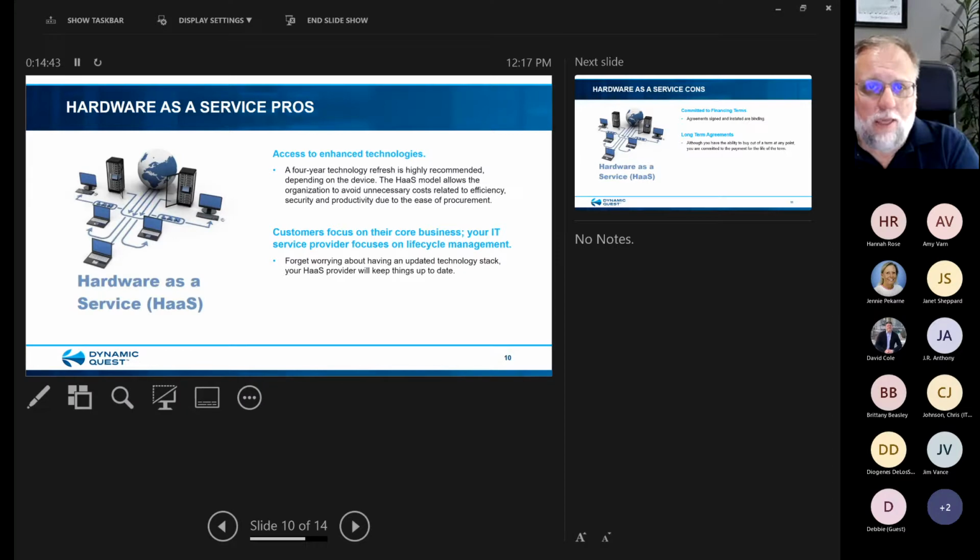But this model really keeps you on a cycle, because you're not going to keep them any longer than, usually for us on a workstation, it's 4 years. For a firewall, it might be 3 to 4 years. For a server, usually it's 5 years. Switches, 5 years. So it depends on the type of device. The term of that HaaS agreement is going to vary based on the requirements, but that's usually the rule of thumb. Those are some of the terms that we usually see for those types of devices, anywhere from 4 to 5 years, depending on the device itself.